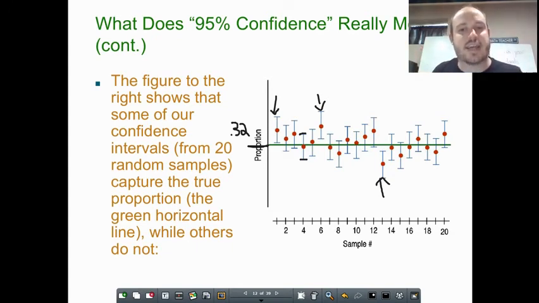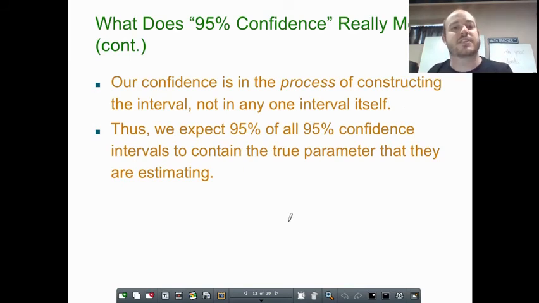All right. And that's kind of what this last slide is going to bring together. It says that our confidence is in the process of constructing the interval, not in any one interval itself. Thus, we expect 95% of all 95% confidence intervals to contain the true parameter that they are estimating. So this is kind of just semantics. It's just, stick in the mud, but it's the type of wording that on an AP test, they would expect you to understand the difference.